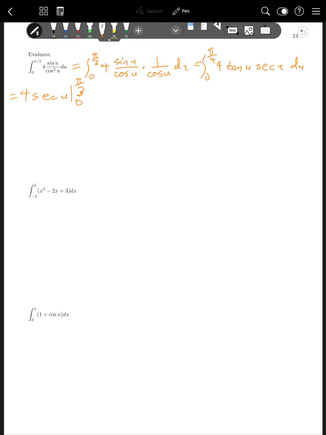Okay, and so that's going to be 4 secant pi over 3 minus 4 secant of 0. And you could try putting that in your calculator if you wanted to and see what you get first. That's never a bad way to start with these. And if you get a decimal that you don't know, you're probably going to have to do it by hand. If you do try and put this in your calculator, just make sure that you're in radians.